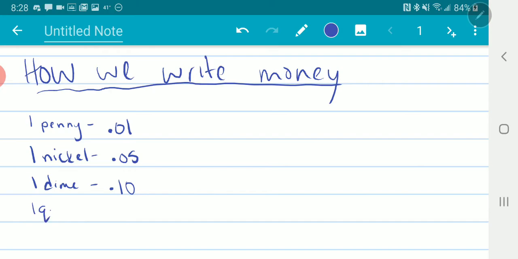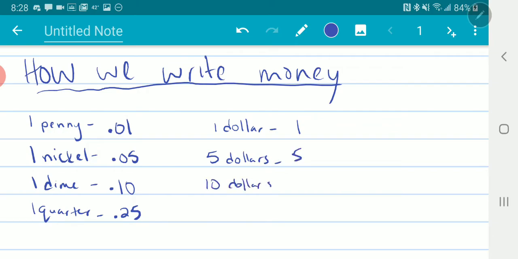Then you have your quarters, which is 0.25. Then you start getting into your actual dollars, which would be $1 is just 1, $5 is going to be 5, $10. This is the easy part. Is 10, and a $20 bill is just 20, right? After you get to your dollars, that's where it starts to become very easy. A $50 bill would be 50, a $100 bill would be 100, but understanding these change values is going to be crucial to understanding how to calculate a deposit.